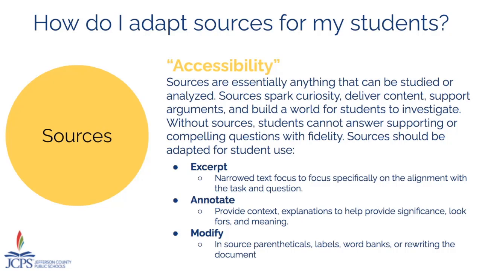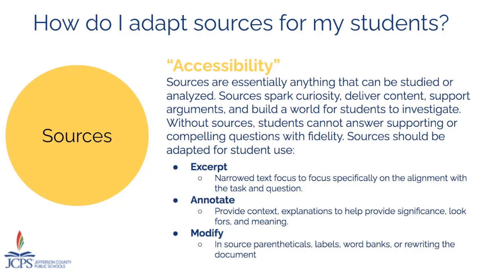So let's take a look at 3 ways of making sources more accessible. The first is an excerpt. An excerpt is a narrow text focus to focus specifically on the alignment to the task and the question. If you have an example of a 15-page document, do the students need all 15 pages? The answer is probably not. So what part of that document do they need that's going to align to the task, align to the question, and align ultimately to the standards that are aligned to that question? How much is too much? How little is too little? That's something that we're going to investigate.